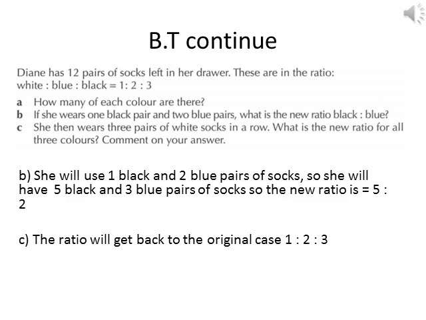So when you use the 3 pairs of white socks in a row, it means that the new ratio will be the same, 1 to 2 to 3, because she's using the same ratio. She used 3 whites, 2 blue, and 1 black, so the remaining in the drawer is going to be the same, 1 to 2 to 3. And this is the brain teasing question.